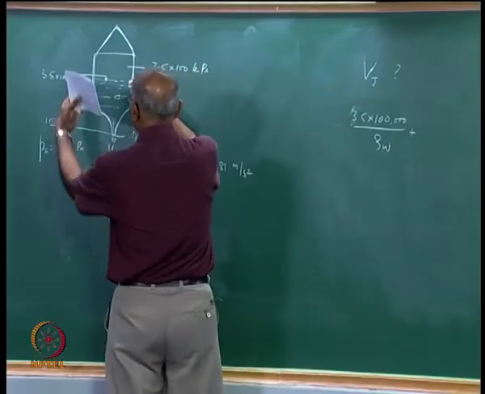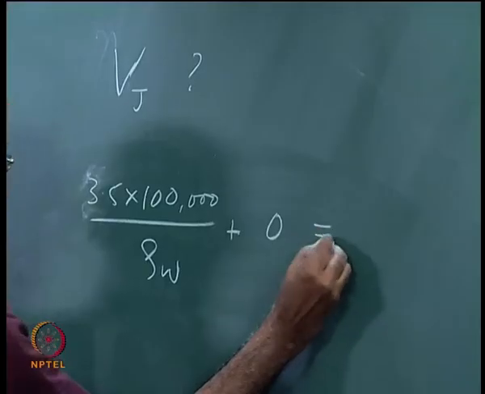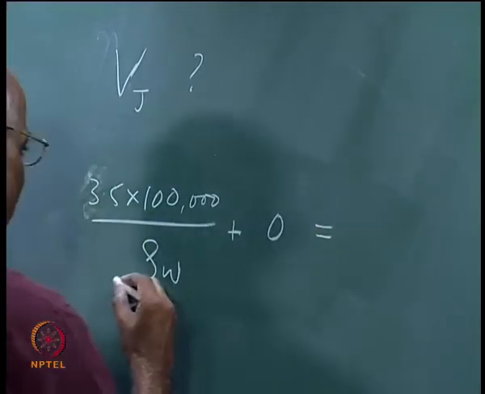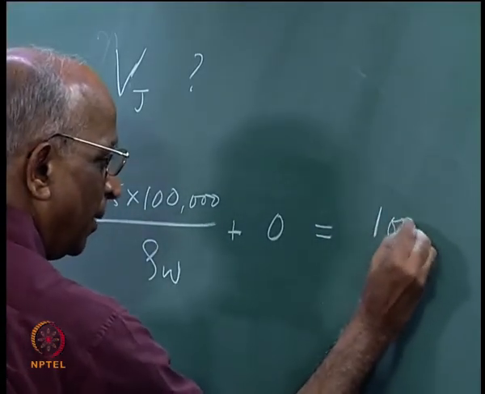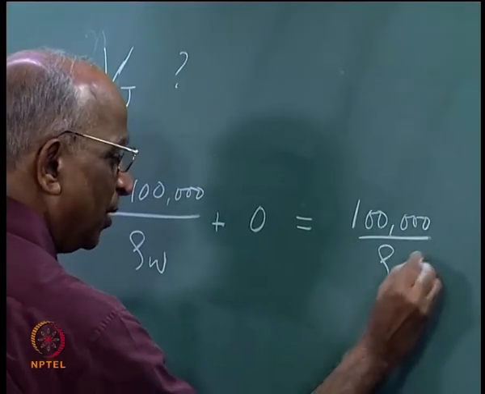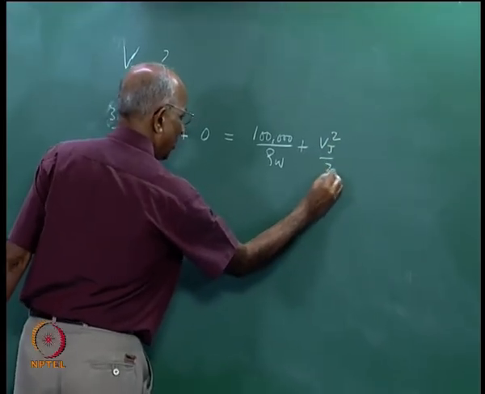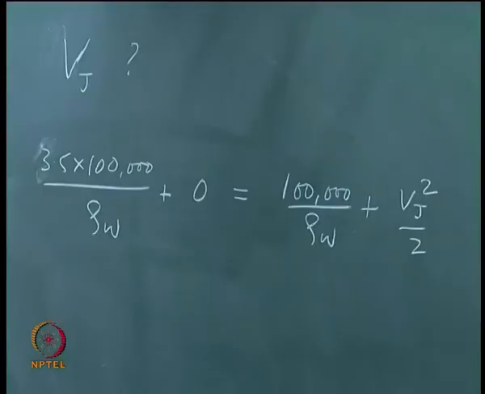plus, this being a large diameter, the velocity is 0, therefore velocity squared by 2 is equal to 0, is equal to the one at the bottom, 100 Pascal divided by the density of water plus the velocity with which it is exhausted out, Vj squared divided by 2. Is it all right?